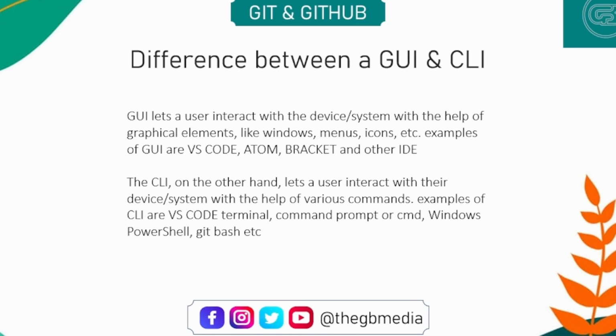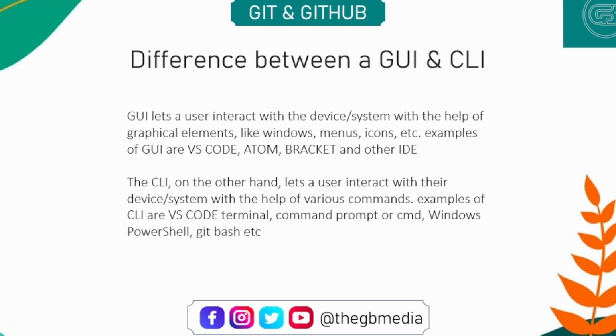Next on my slide, let's look at the differences between a GUI and a CLI. It's very important to know the difference between a GUI and a CLI before going into any of this. When we say GUI, the full meaning is graphical user interface. A GUI lets a user interact with the device or system with the help of graphical elements like windows, menus, icons, etc. Examples of GUIs used for development are text editors such as VS Code, Atom, Brackets, and other IDEs like PyCharm and the rest of them.